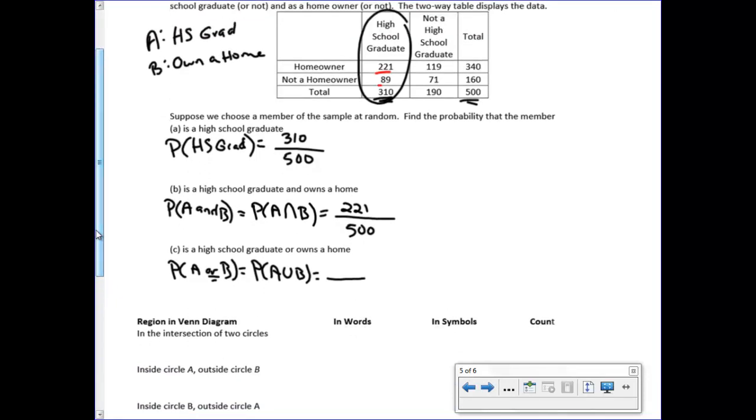These are my high school grads. These are my homeowners. If you want, just go 221 plus 119 plus your 89 and put that out of your total. All out of 500. You add those all together. 429. Yep.